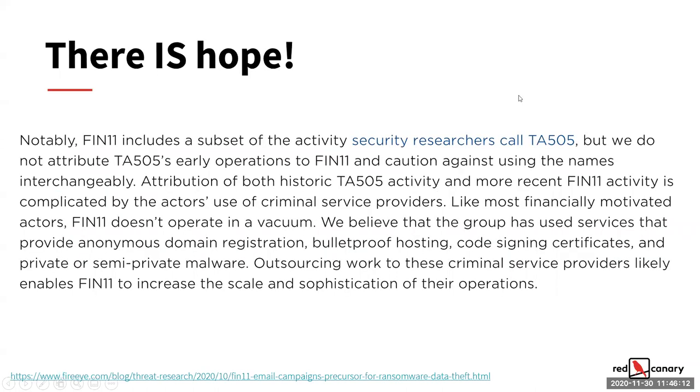Lastly, I want to end on a note of hope. I mentioned that there are already examples of people who are doing this, right? This was a great one. FireEye put out a blog post on FIN11. And they say it includes a subset of activity that other researchers call TA505. And look, they link to the other researchers' work. Excellent. But they explain that they don't attribute them the same way. So please don't use those names interchangeably, right? Awesome. Calling out others, explaining that we track things a little bit differently.